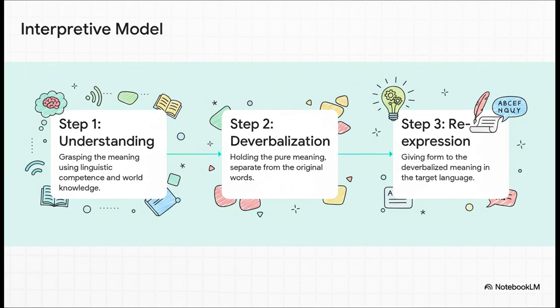One of the big ideas here is the interpretive model. It says that good translation isn't about swapping words. It's a three-step dance. Step 1, understanding. The translator reads and fully gets the meaning. Step 2, and this is the wild part, de-verbalization. They intentionally forget the original words and just hold on to the pure, formless meaning. Think of it like getting the juice out of an orange and throwing away the peel. Then, step 3, re-expression. They take that pure meaning, that juice, and pour it into a new glass, using the words of the new language.